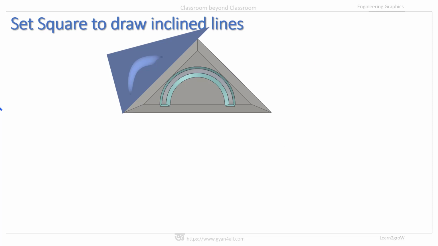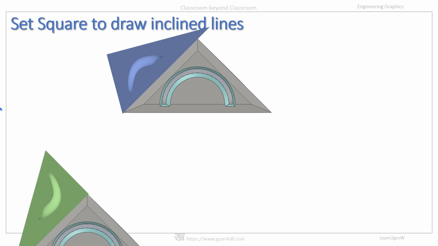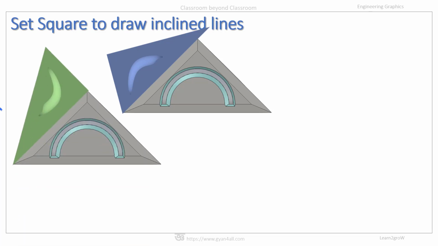Two Tsquares can be used to draw inclined lines by using both the Tsquares. Suppose we want to draw a line at an angle of 75 degree, and for that we can use these two set squares. We know this angle is 45 degree and this angle is 30 degree. So 30 plus 45 degree is 75 degree. So we can draw a line at an angle of 75 degree. For that we have to draw the first line. This is the first line, and we can draw this second line at an angle of 75 degree.